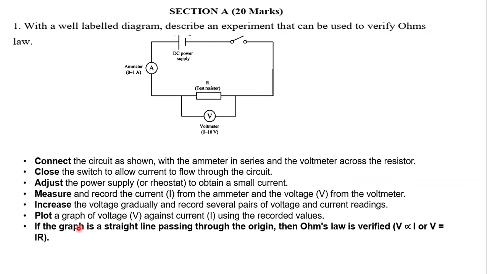So if the graph is a straight line passing through the origin, then Ohm's law is verified. Ohm's law states that current is directly proportional to voltage as long as temperature and other physical conditions are kept the same or constant.